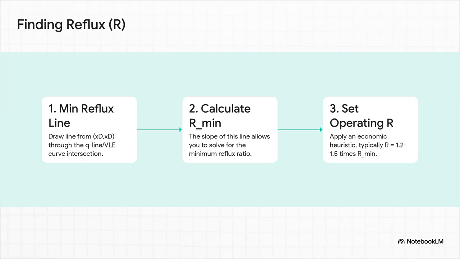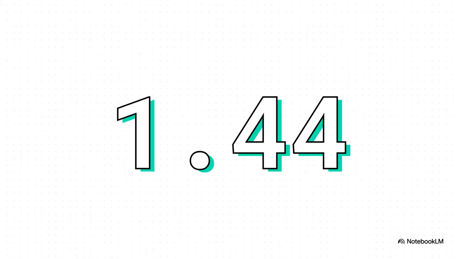And we can't just pick a number out of thin air. We start by finding the absolute theoretical minimum, what we call R min. At that point, you need an infinite number of stages, which is obviously not practical. Then we use a common rule of thumb, an economic heuristic, to find our actual operating point. This is all about finding the sweet spot, right? The trade-off between buying a taller, more expensive column, that's CapEx, and paying for the energy to run the reboiler forever, that's OpEx.